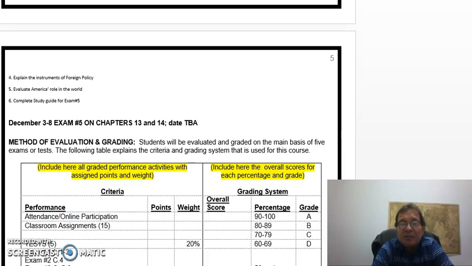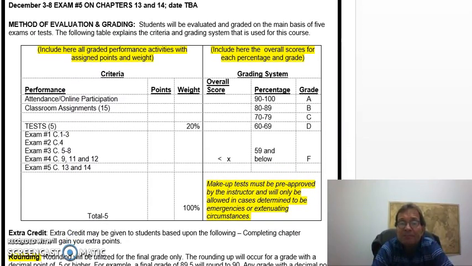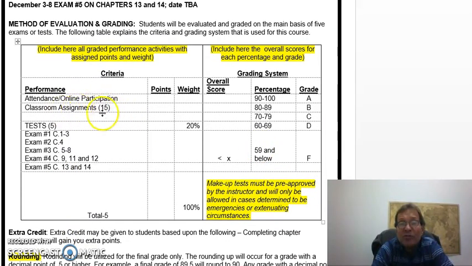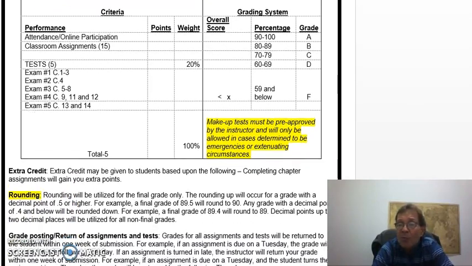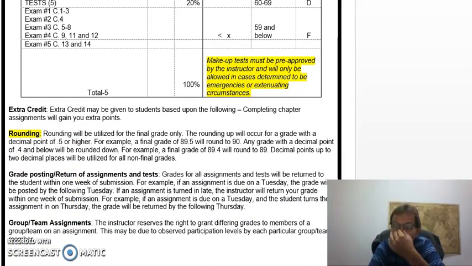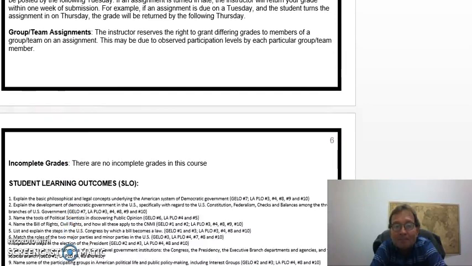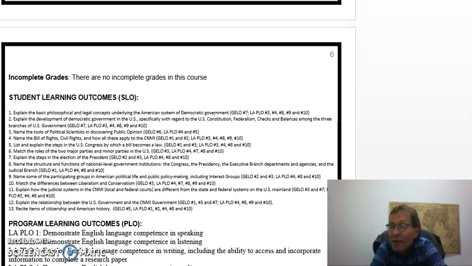Here is the method of evaluation again, and the grading. Again, those assignments are a chance to earn extra points. The main basis of your grade are those 5 exams. Rounding, 0.5 and up gets rounded up, and 0.4 and below gets rounded down. There will be no incomplete grades given in PS 110 online.